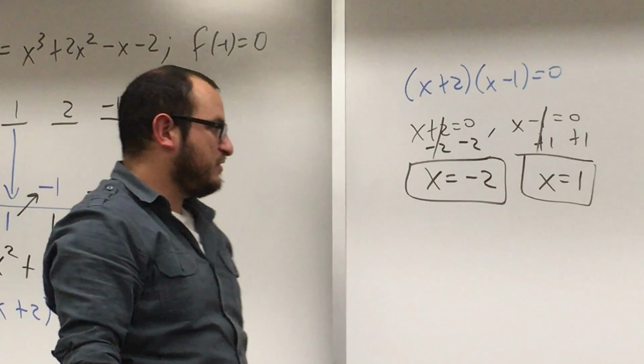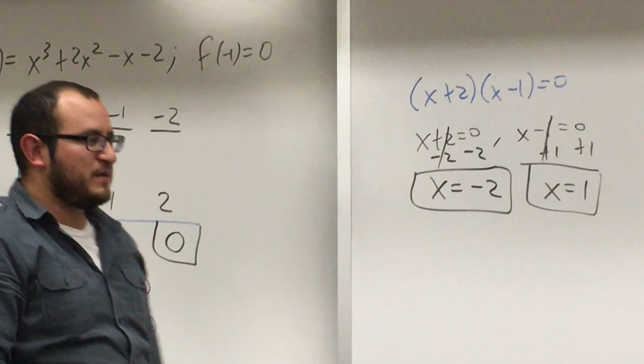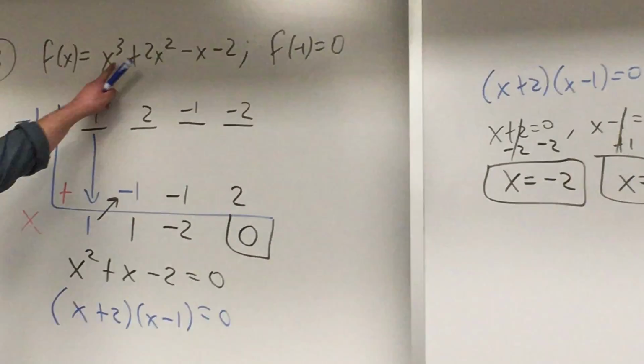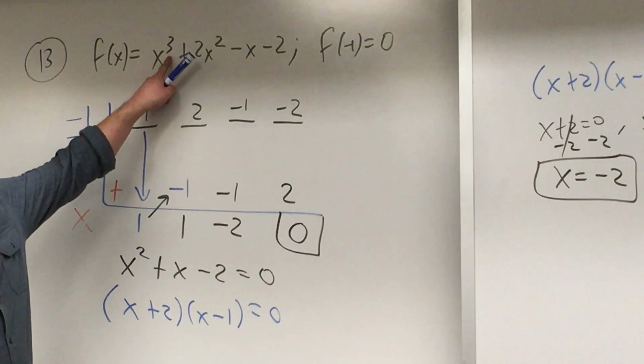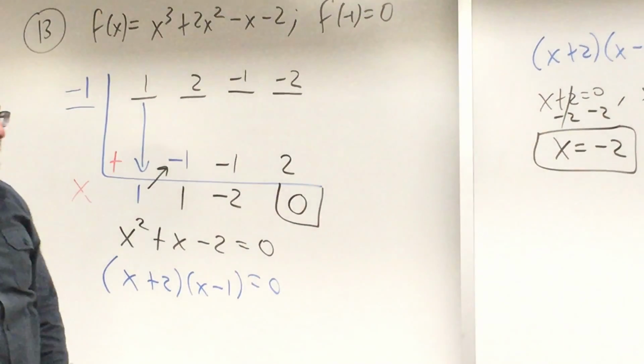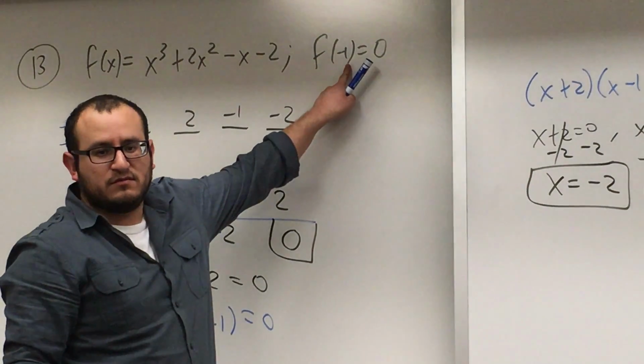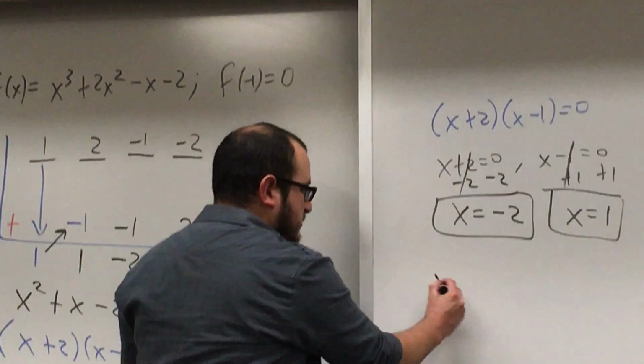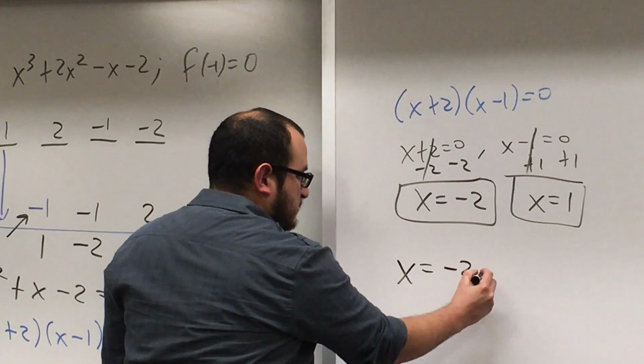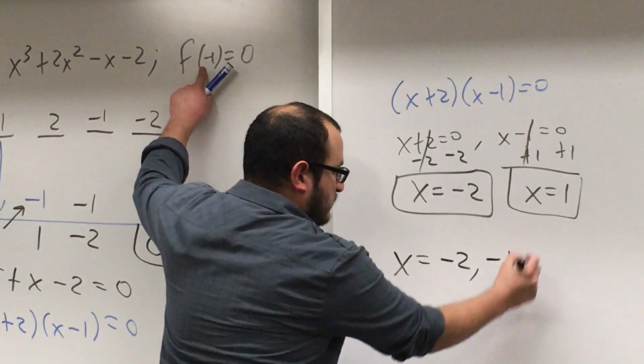And how do you know how many zeros you have? Well, let's look back at our polynomial. If it has a degree 3, it means that it could have up to 3 solutions. We found 2, the other one is right here. Okay, so you could write your answers as x equals negative 2, negative 1, and then positive 1.